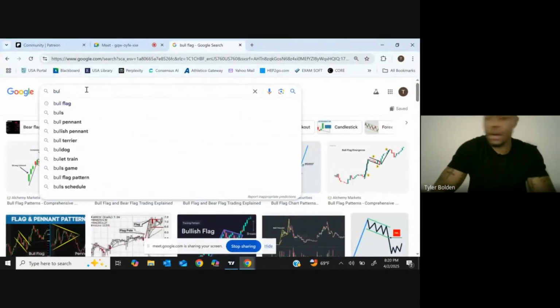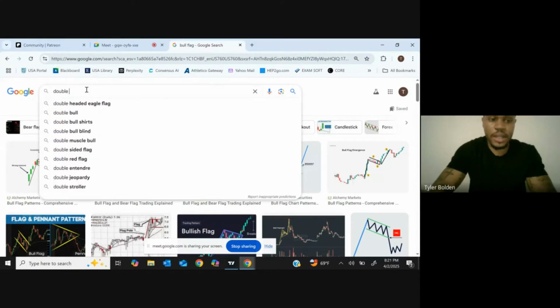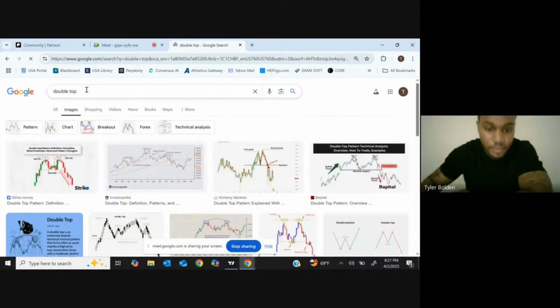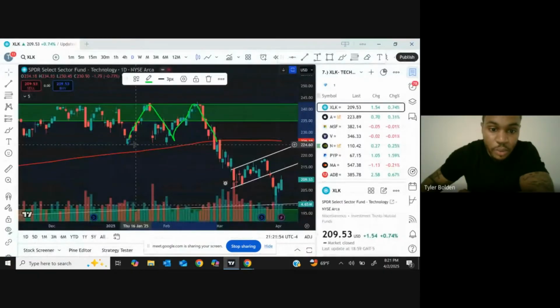With these books and these little flashcards, study all the bullish patterns first. It's a lot of patterns out there, but the main ones that I see are double top, double bottom, bear flag, bull flag, and the triangles. Those are the main ones. So this is double top. You see this double top right here? 1, 2. Then we come here. Same thing. 1, 2. Then we broke the neckline and we fell.